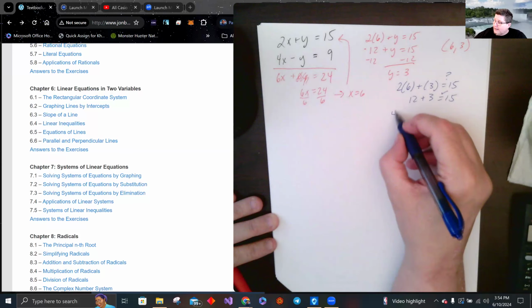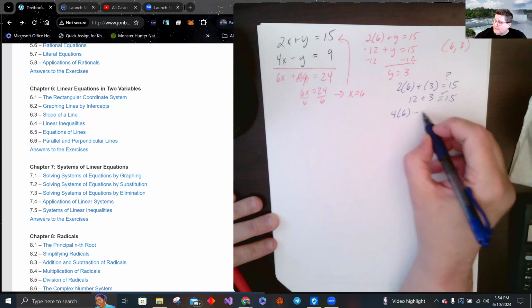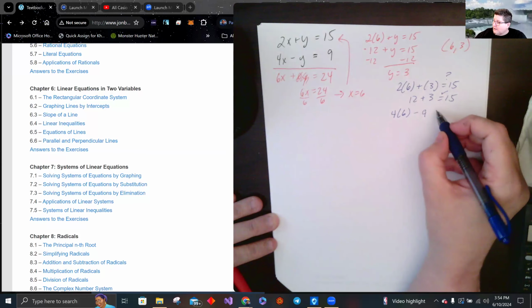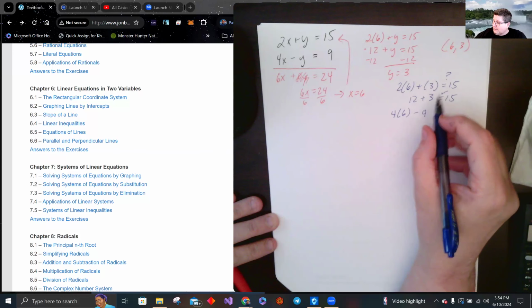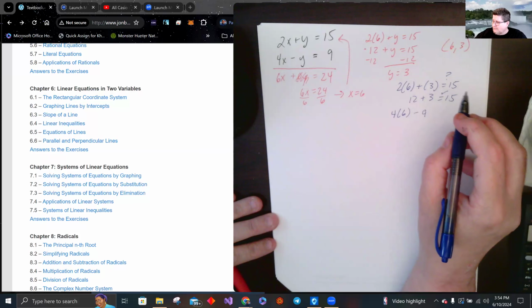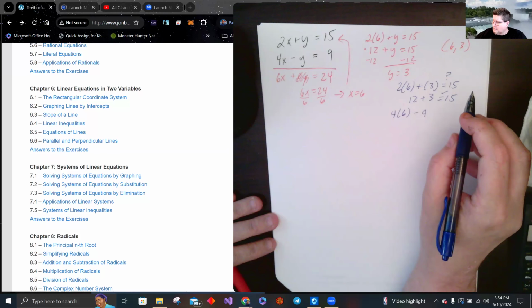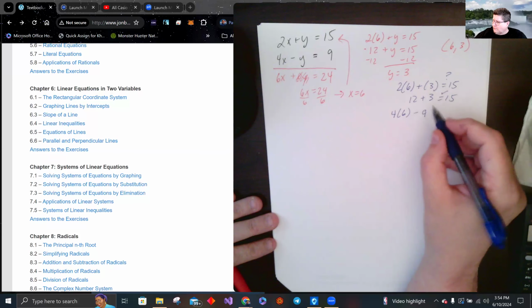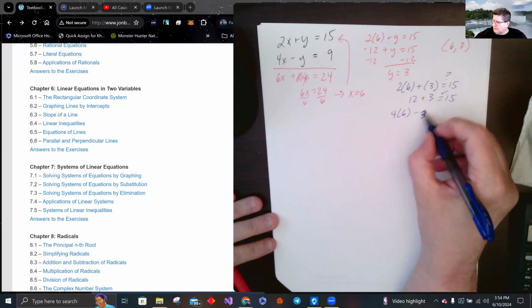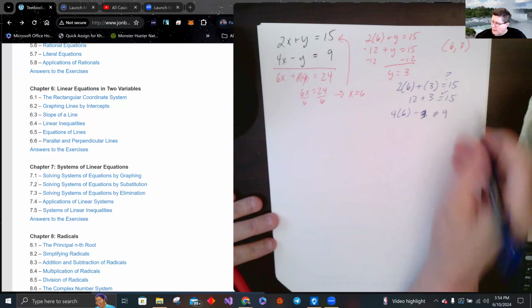And I plug it into the other one. 4 times 6 minus 3. Ooh, this doesn't work. What did I do wrong? 4 does not equal 9. Oh, what did I do?